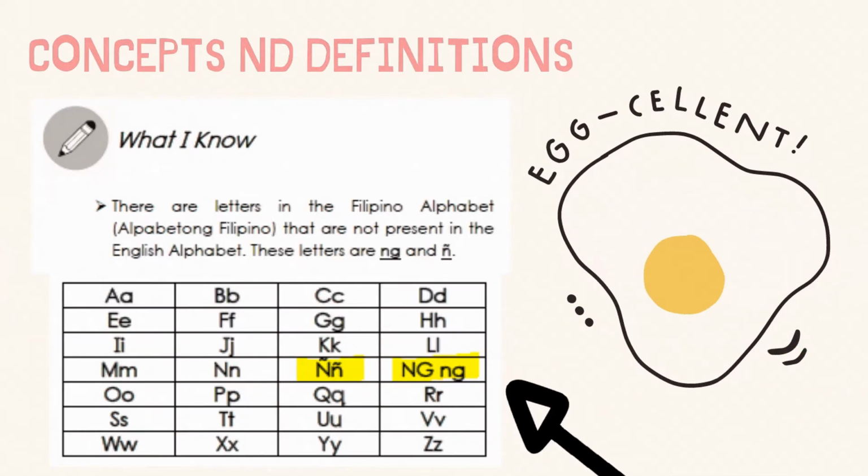Another concept under What I Know is there are letters in the Filipino alphabet that are not present in the English alphabet. These letters are Ng and Nye. There are no Ng and Nye in English. We can only see those letters in the Filipino alphabet.